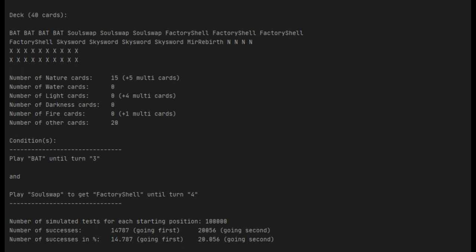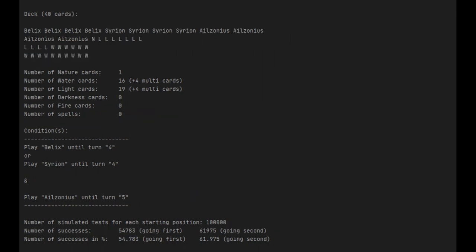But the main focus will be on the Light Water Ailzonius version, because there are quite a lot of variables where you can change your outcome. So let's first start with the basic stuff. We have a pretty standard Light Water Ailzonius list. We play one Arc, that's why you see one nature card here. And as the basis, we assume that we don't play any spells.